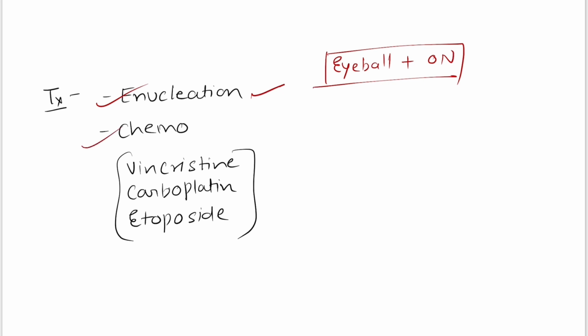Plus we are giving the chemotherapy because we want to kill the minor cells also, whatever is left there. And if there is some metastasis also, then we are treating that, and we are killing these cells with the chemo. Which are the drugs specifically we are using for the retinoblastoma? These are vincristine, carboplatin, and etoposide.